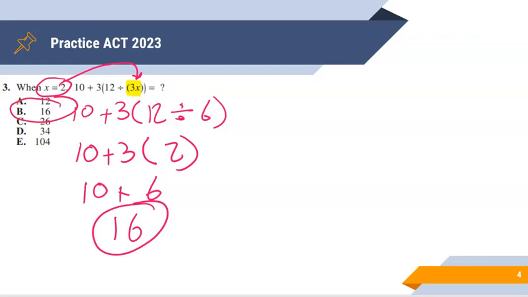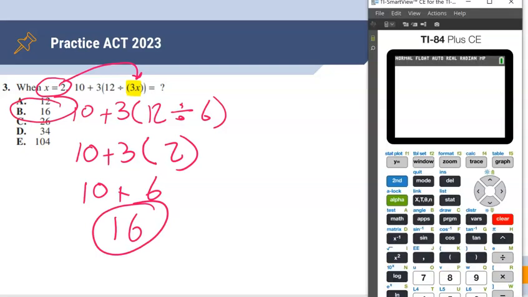Now, you could also do this on your calculator. 10 plus 3 parenthesis 12 divided by, now we said again, 3x is equal to 6. Okay? Both ways work fine. Calculator gives you under a minute.